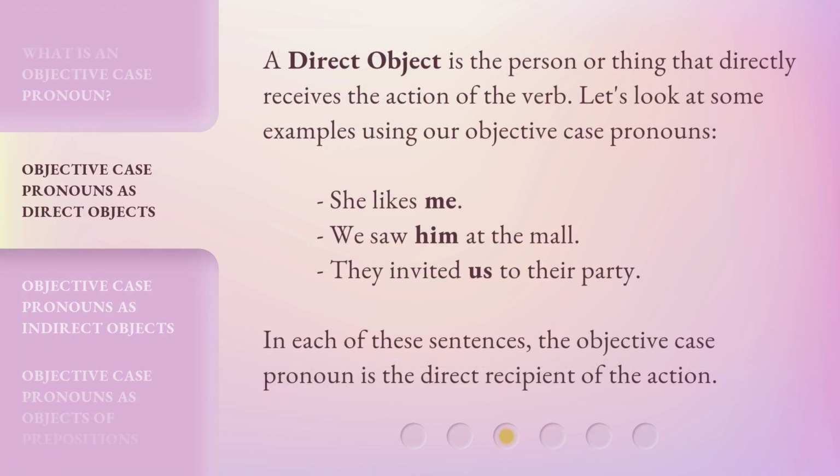A direct object is the person or thing that directly receives the action of the verb. Let's look at some examples using our objective case pronouns. She likes me. We saw him at the mall. They invited us to their party. In each of these sentences, the objective case pronoun is the direct recipient of the action.